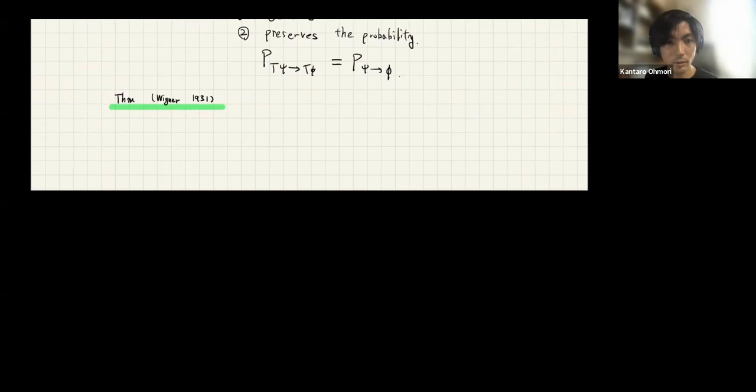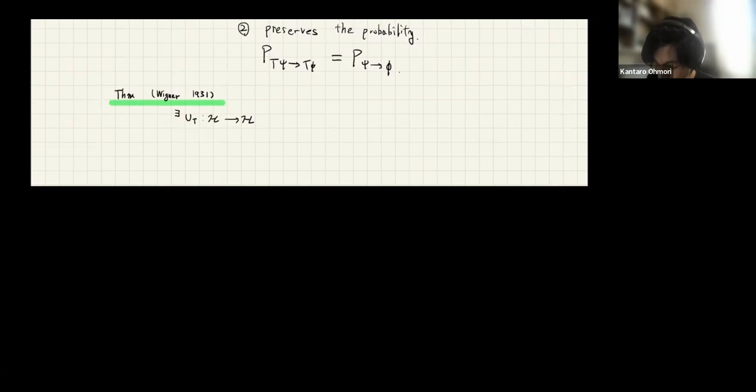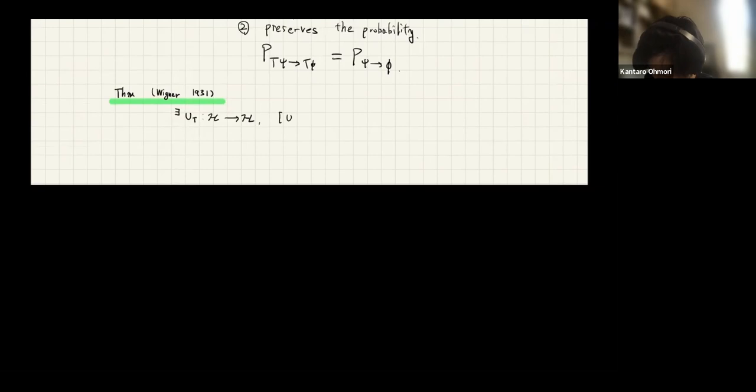So of course, assume that you have the symmetry transformation T, then there exists a U_T. So this acts on the Hilbert space, and U of psi, so this is unitary or anti-unitary.